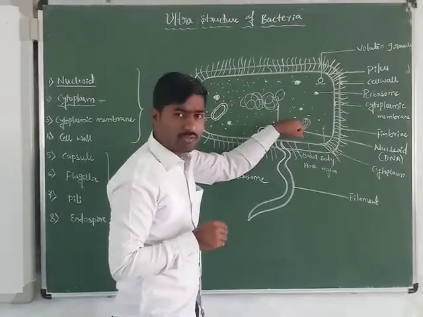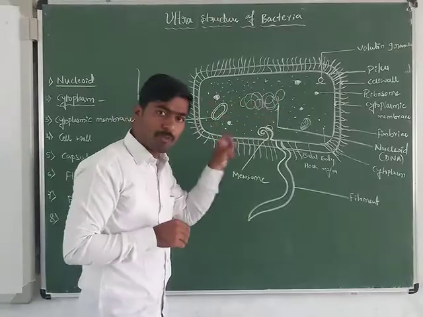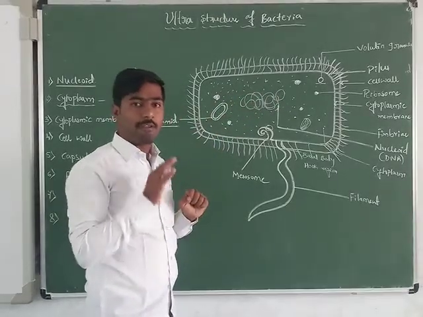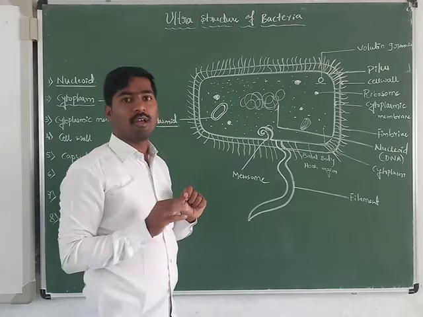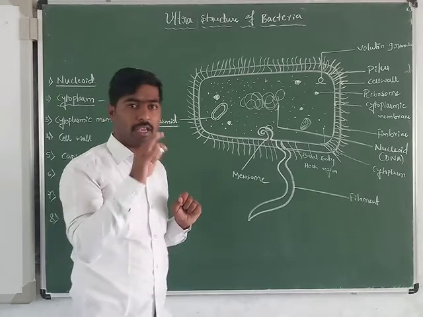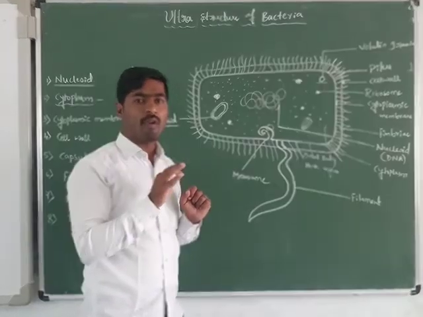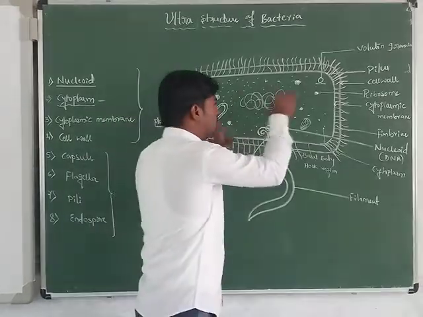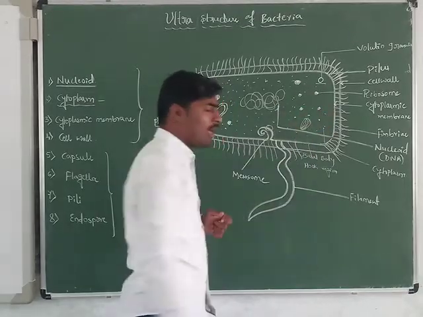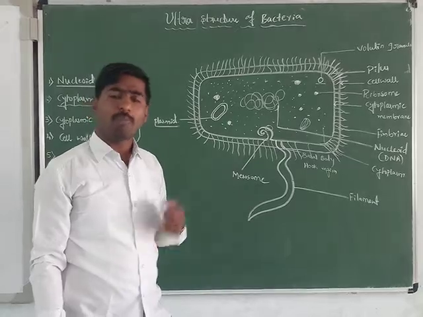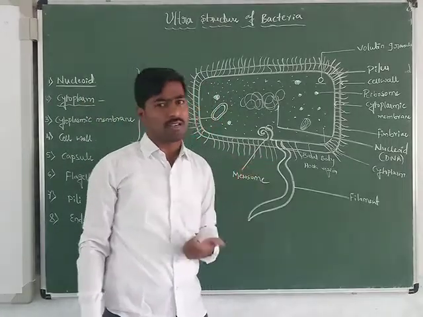And the next one is plasmids, and ribosomes are present, and endoplasmic reticulum is absent. Mitochondria are absent, endoplasmic reticulum is absent, and numerous ribosomes are present in the bacteria cell. In the prokaryotic bacteria, the ribosome is divided into 50S and 30S subunits.